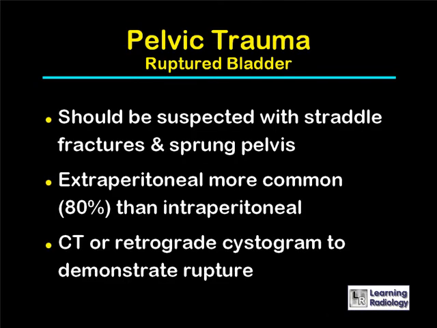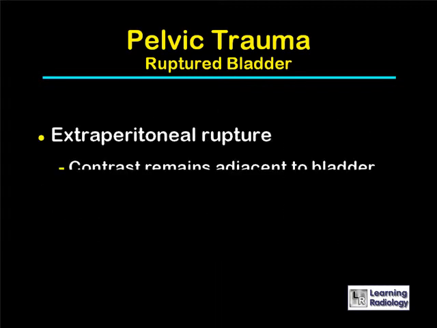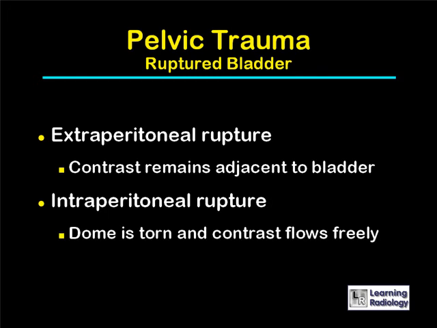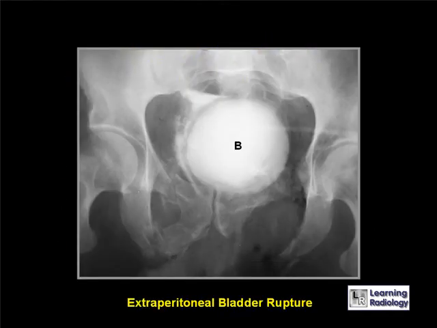A ruptured bladder should be suspected when there is a straddle fracture or a sprung pelvis. They are divided into extraperitoneal ruptures, which are more common than intraperitoneal ruptures, and a CT or a retrograde cystogram is usually necessary to demonstrate the rupture. In extraperitoneal ruptures, the contrast remains adjacent to the bladder. In an intraperitoneal rupture, the contrast usually flows freely as a result of rupture of the dome of the bladder.